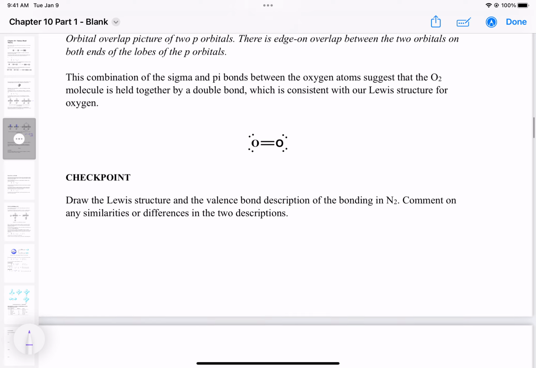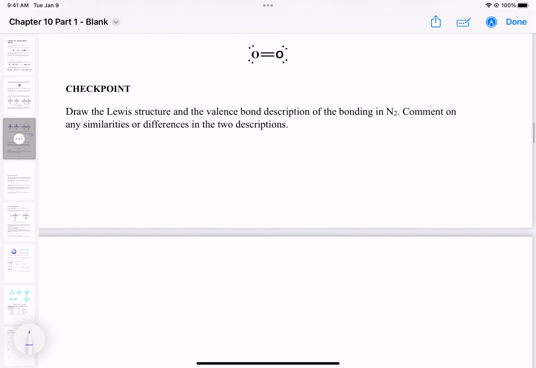All right. So let's stop here, and we'll pick up in the next video, drawing the Lewis structure and the description of bonding for the nitrogen molecule. All right. So I'll see everyone then.